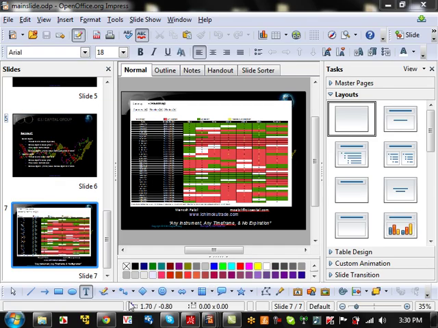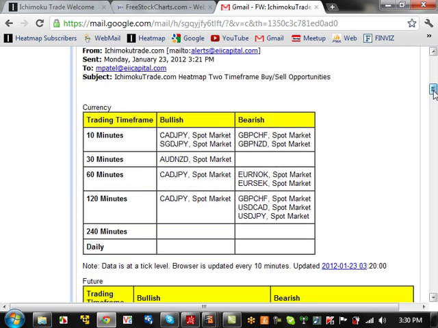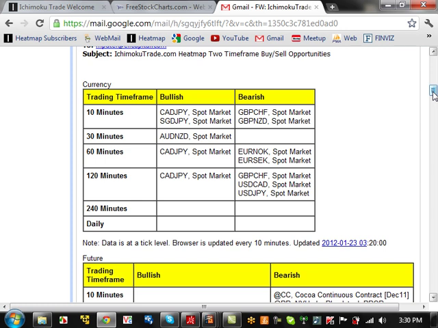Okay, let's begin. First thing we're going to do is scroll up, and this is our email module that tells us 2 time frame opportunities for all the different markets out there. Remember, this is a 2 time frame buy and sell opportunity, not one at all. These look for 2 time frame opportunities, which are pretty much higher probabilities of success.